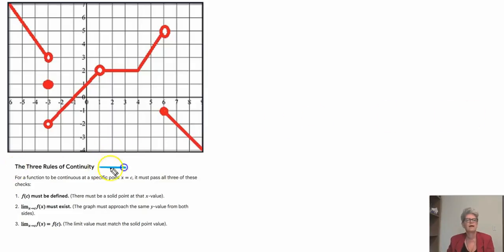Now let's look at solving that. So that's all well and fine. It gives you a good idea. What if your professor says to prove that it's continuous using the three rules of continuity? Then it's not enough to do what I just showed you guys. So are we continuous at x equals 4?